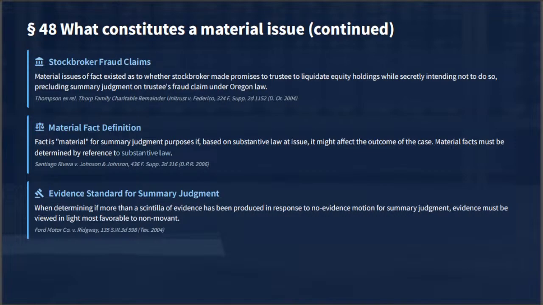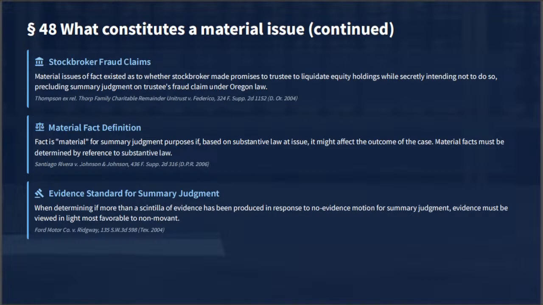Here they say reference to substantive law, which is probably more general. So fact is material for summary judgment purposes if, based on the substantive law at issue, tying into the claim, it might affect the outcome of the case. Material facts must be determined by reference to substantive law.